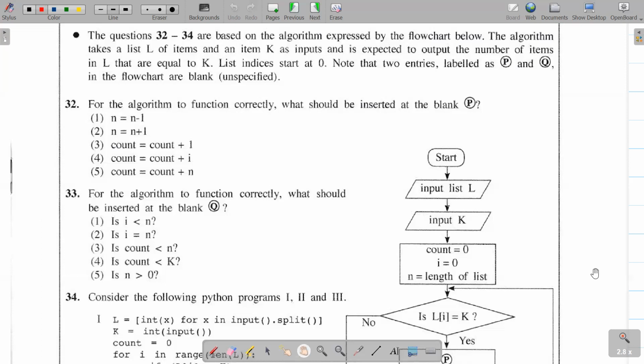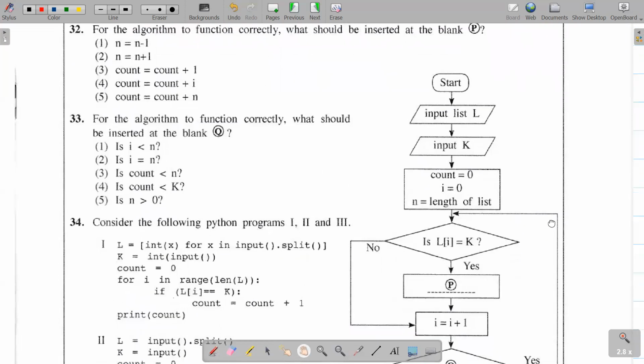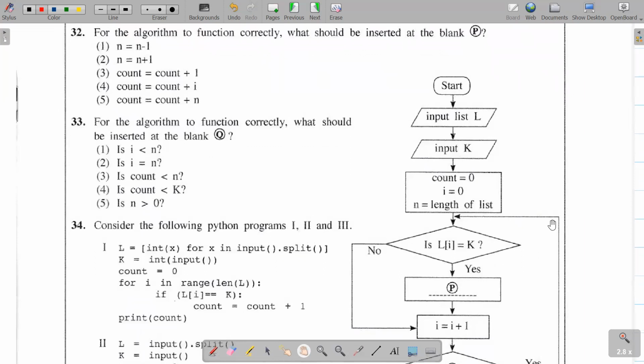Yes, so it says list indices start at 0. Note that two entries labeled P and Q in the flow chart are blank. For the algorithm to function correctly, what should be inserted at the blank P?